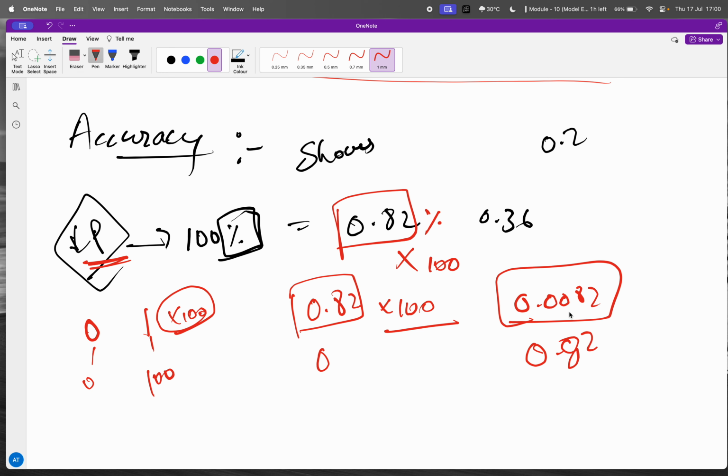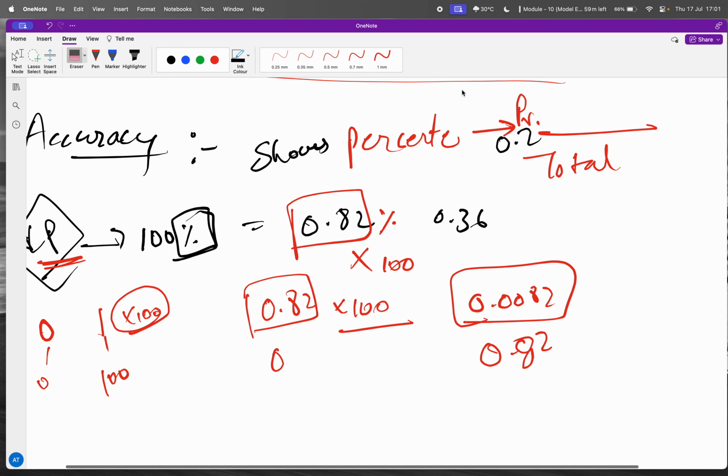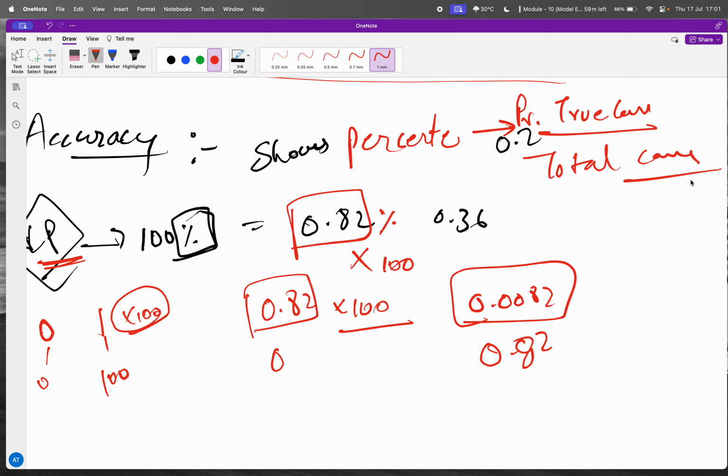So if you're talking about accuracy, this is how you get it. And what is the formula? It shows the percentage, or the ratio, of how many actual cases were predicted correctly: the predicted true cases divided by total cases, right? So this is one of the formulas.